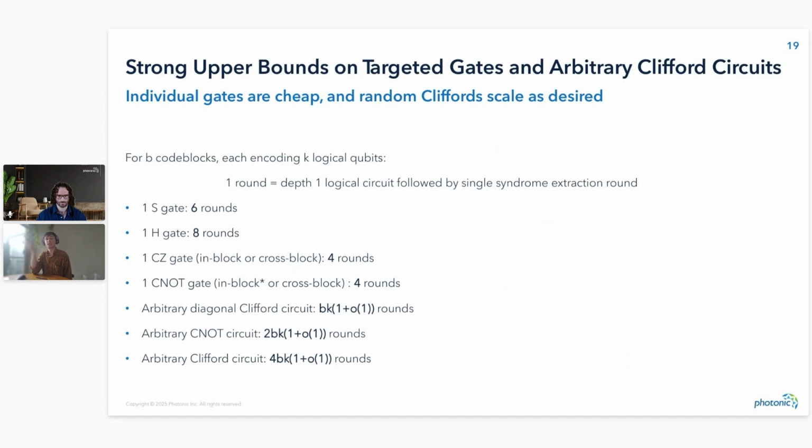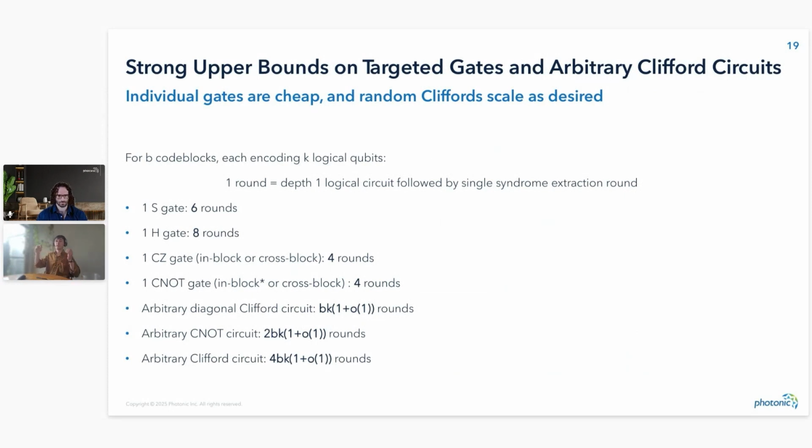But not only that, we actually have very nice individual addressability in these codes. So for example, if you wanted just the logical gate S on logical qubit number 1, say, this can be achieved in 6 logical cycles or 6 rounds, where each round consists of a depth 1 logical circuit followed by a syndrome extraction round. And we get this for all the elementary Clifford gates: 8 in the case of H and 4 in the case of CZ and CNOT gates.